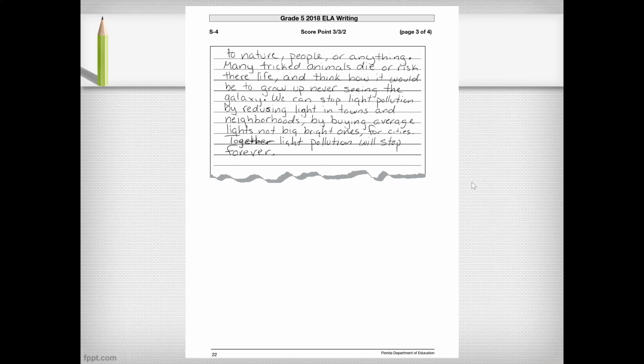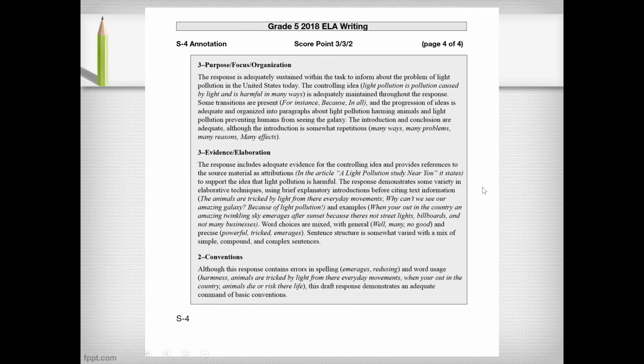Thank you. So you're probably noticing a little bit of loss of control in this paper, meaning you're not seeing the level of control by the student as you were in those 4.4s or even that 4.3. A few things to point out: it's definitely adequate. It's adequately maintained. It's adequately sustained. There are some transitions. The intro and the conclusion are adequate, although it's super repetitive in some places, especially the introduction: many ways, many problems, many reasons, many effects. Seeing that same phrase over and over again lessens that control a little bit.